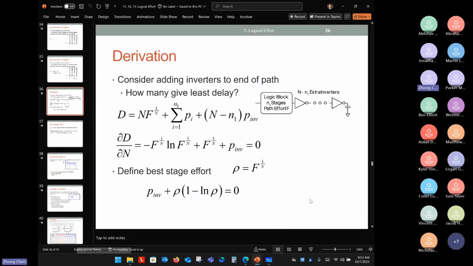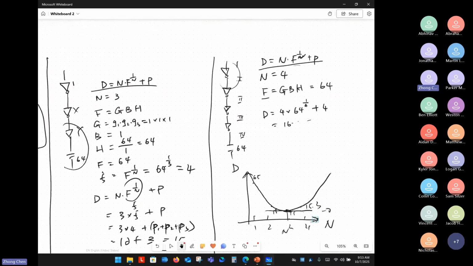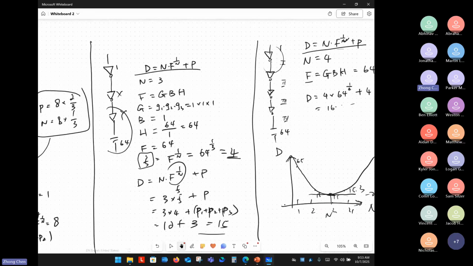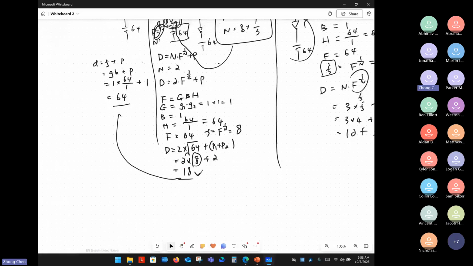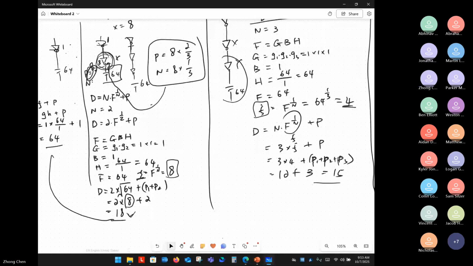It's my stage effort. Okay, so let's come back to my drawing here. I remember you have calculated this several times. This is actually my rho value. In this case, rho is equal to 4. And this is rho equal to 8. Sorry, for this case, this is the rho value 8 and 4 here. So they keep changing.